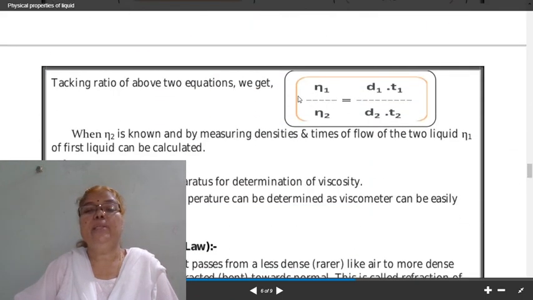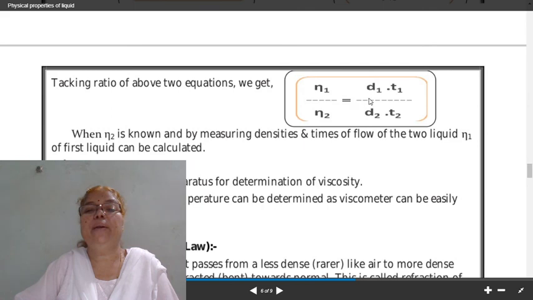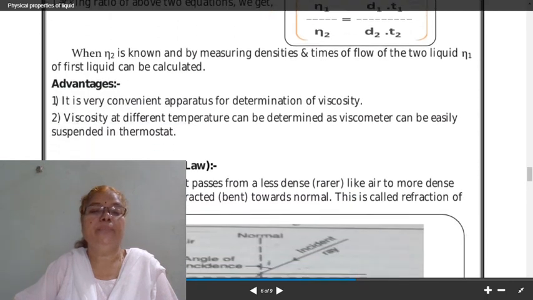And by using this formula, eta 1 by eta 2 is equal to d1 t1 by d2 t2. Here t1 and t2 are the time of flow required for the flow of liquids in between the two marks of the viscometer. And d1, d2 are the densities of liquid 1, liquid 2. By knowing any one value of the liquid, we can calculate the other value of coefficient of viscosity by using this expression.